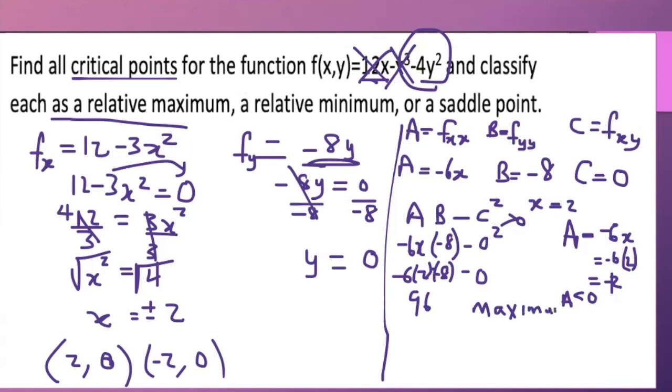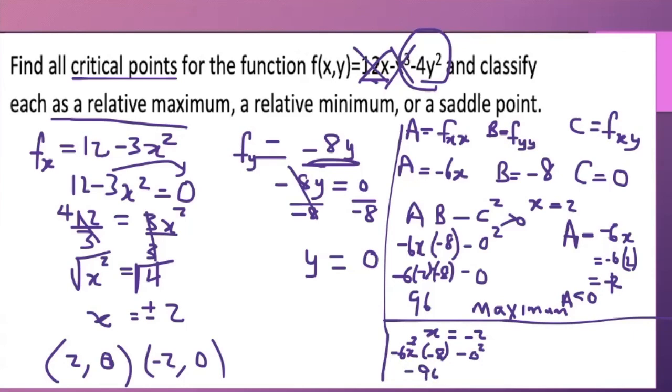Now, I'm not through because I have to look at when I have x equal negative 2. Now, for x equal negative 2, I replace A. So it's going to be minus 6x. B is still negative 8. And then my C squared is 0. So I minus 0 squared. Now x is minus 2. So when I put a minus 2 here, negative times negative, that's positive. So this will be positive 12 times negative 8. So for this, I will get negative 96.